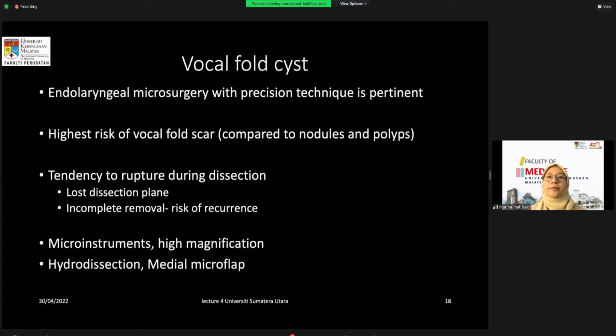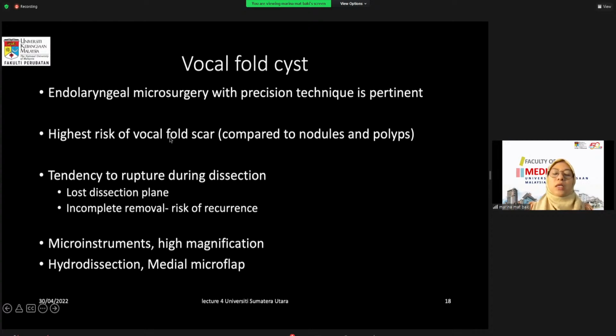Okay, what do you call that? Speech voice therapy would then reduce the size of vocal fold cyst. Okay, because you have to go back. What is the cause of vocal fold cyst?